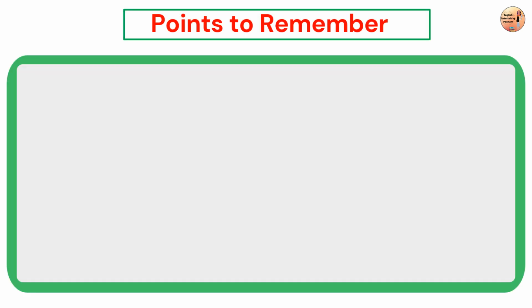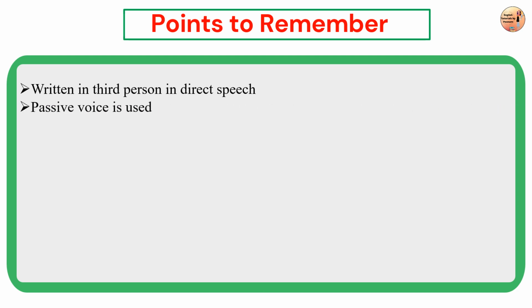Tips to remember while writing a report. It is usually written in third person and indirect speech. Passive voice is used. The language used is neutral and figurative. Ornamental language is to be avoided. The content should include the when, where, why, and how of the topic to be written about.